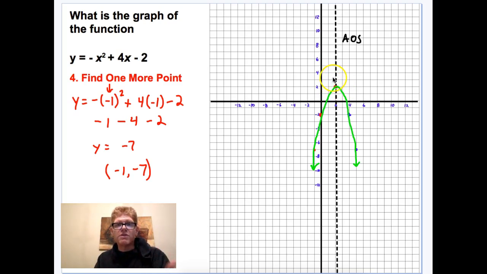Remember that we found, first of all, the axis of symmetry, then we found the vertex, and then we found the y-intercept, and then we found one more point, and we were able to graph it from that. And that's it for this lesson.